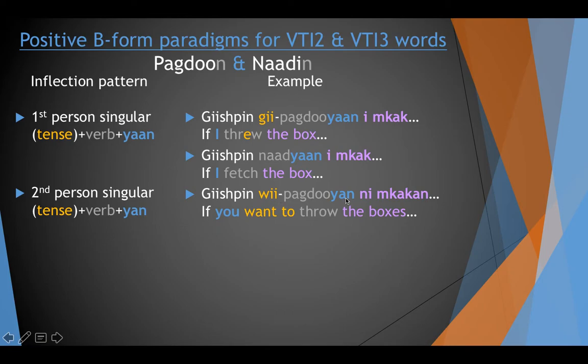So Gishben we pugdo yan nim kakan. And so Gishben, if we, indefinite future, means want to. Pugdo, throw. Yan, you. Nim kakan, so we expanded here, and that means the boxes. So with VTI, with B forms, if your inanimate nouns are pluralized, you don't have to worry about pluralizing the verb. It's easier that way. There's no plural B form suffix that I'm aware of.